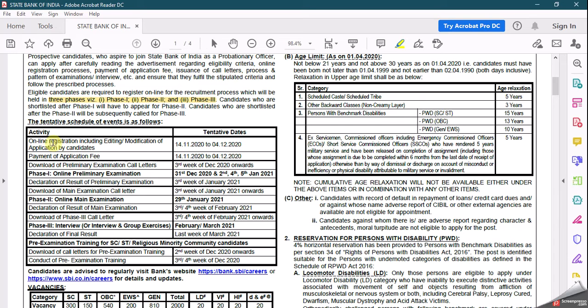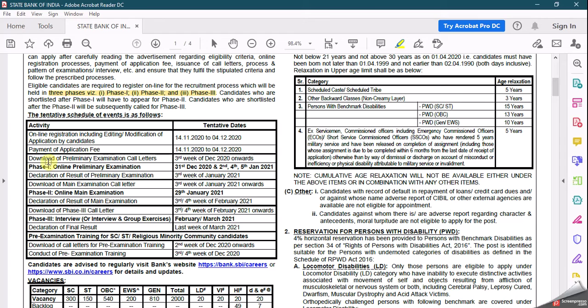As you can see, the online registration has already begun from 14th of November, and the last date to apply for the same is 4th of December. And in this duration, you have to pay the application fees also. So what is the application fee? That we'll see in a few minutes.